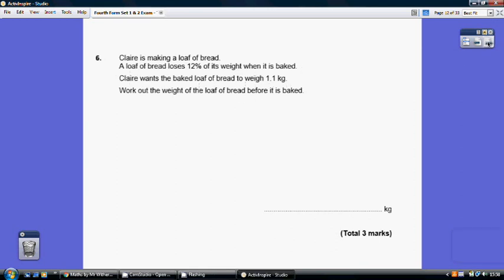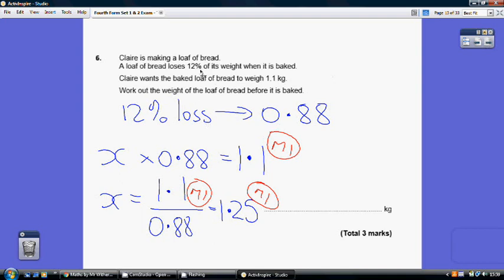So first things first, let's work out the multiplier. Well, we're losing 12%. So think of 100 take away 12, which is 88. So our multiplier to get a 12% loss is 0.88.